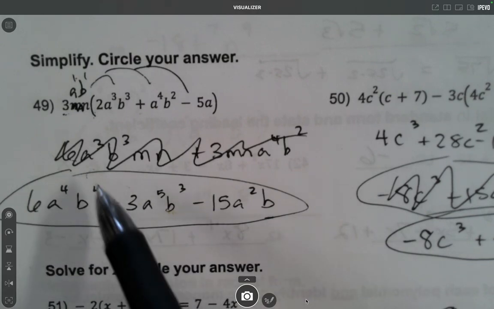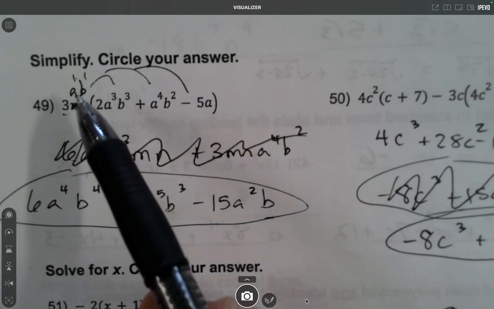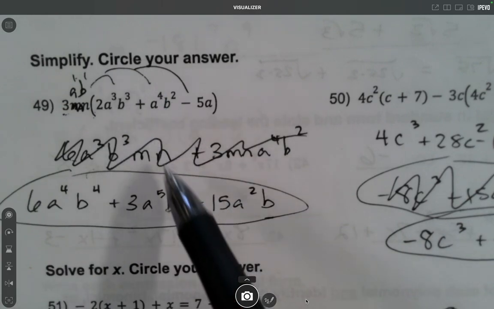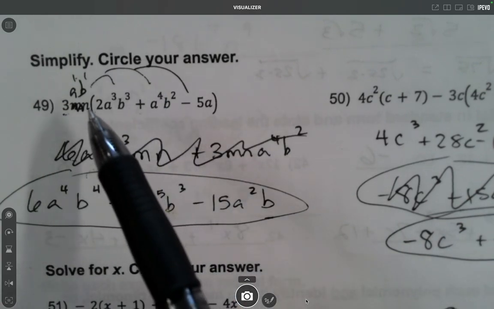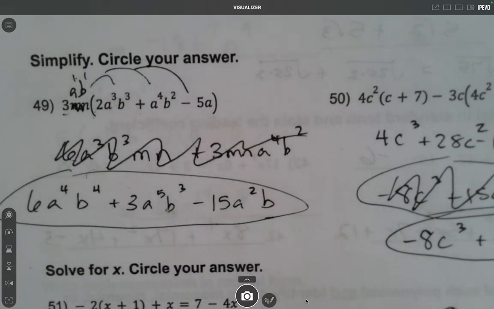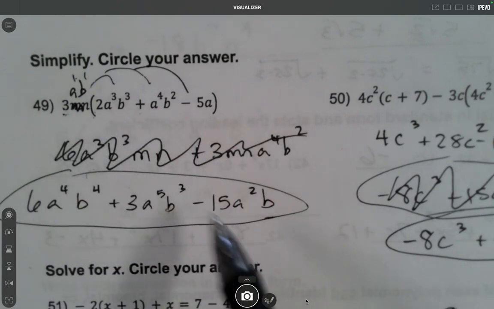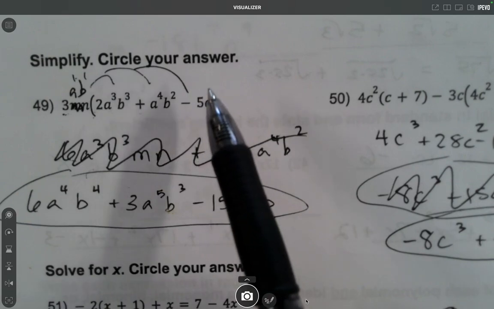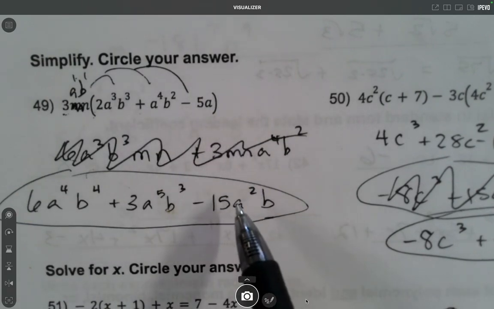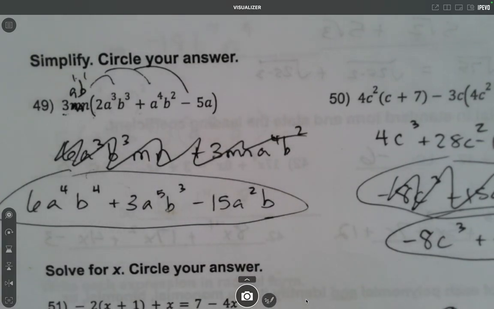So for the middle term, 3 is the only coefficient, so we just keep it. It doesn't change. Then a to the first times a to the fourth, 1 plus 4 is 5. B to the first times b squared, 1 plus 2 is 3. For the last piece, 3 times 5 is 15. A to the first times a to the first is a squared. 1 plus 1 is 2. And that's the only b, so we just keep it as it is.